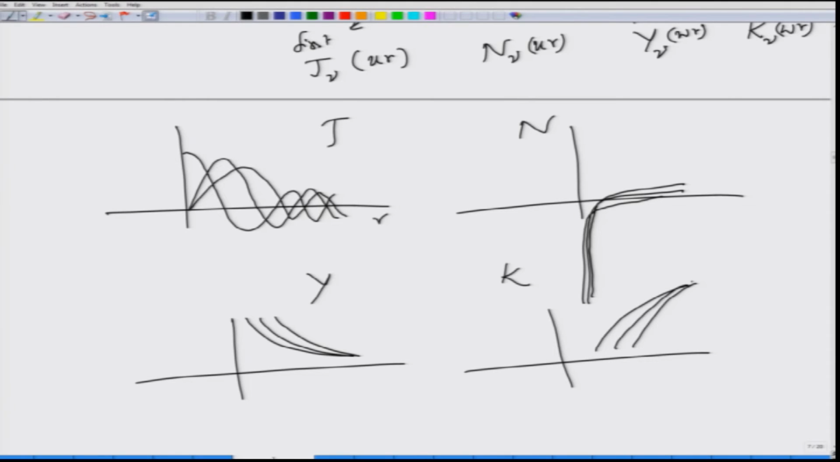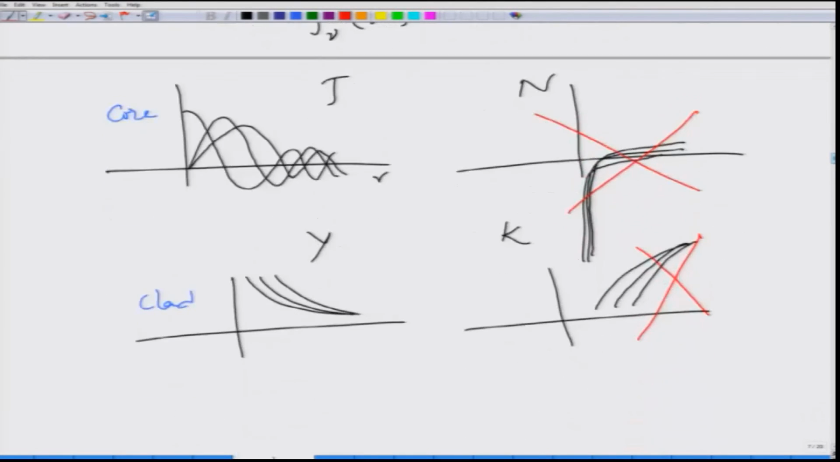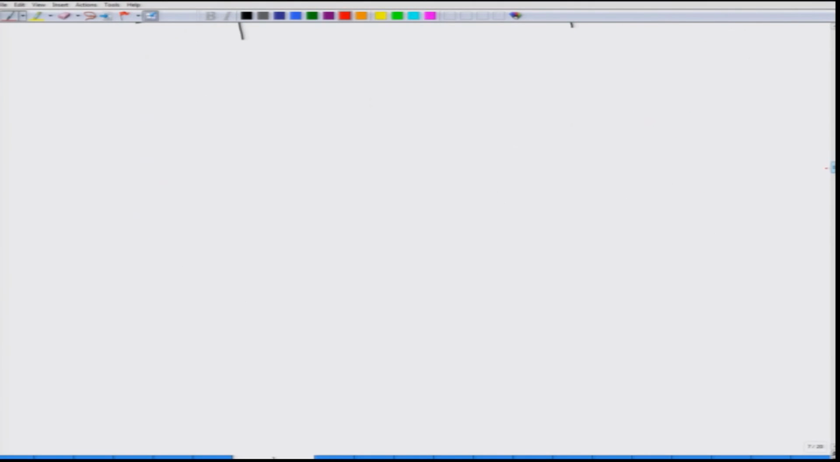Based on this nature, it is obvious that if I want some guiding inside, I have to choose these as the core modes and these as the clad modes, and reject the others, because at r equal to 0 I do not want my field quantity to go to infinity. Similarly, my field quantities outside the cladding are not going to increase exponentially, rather they would actually decay exponentially. So because of that reason, we will choose in the core region oscillatory solutions, and in the clad region exponentially decaying solutions, okay.